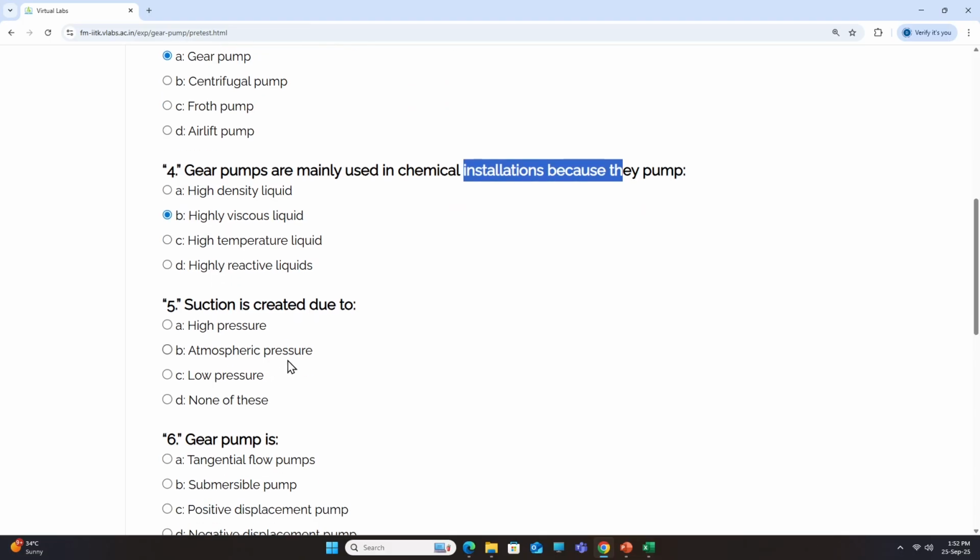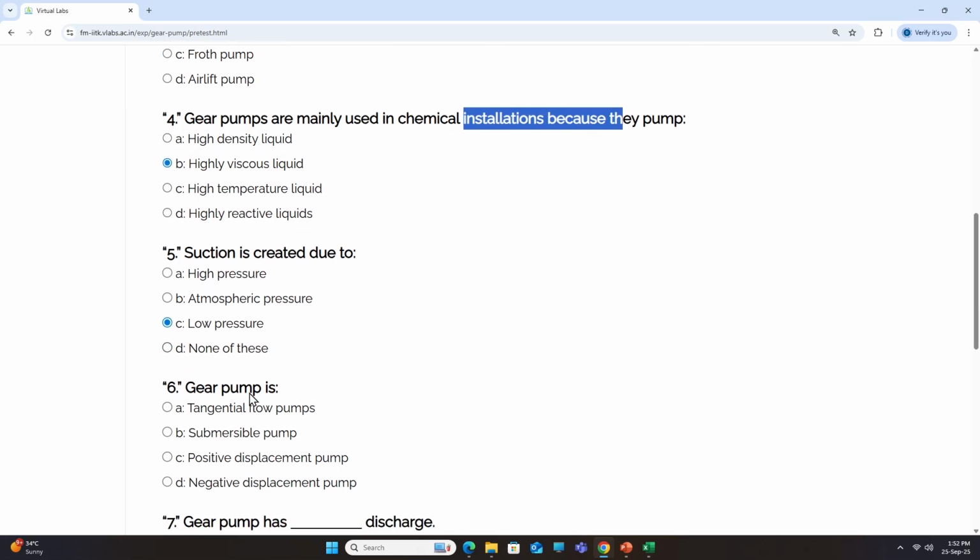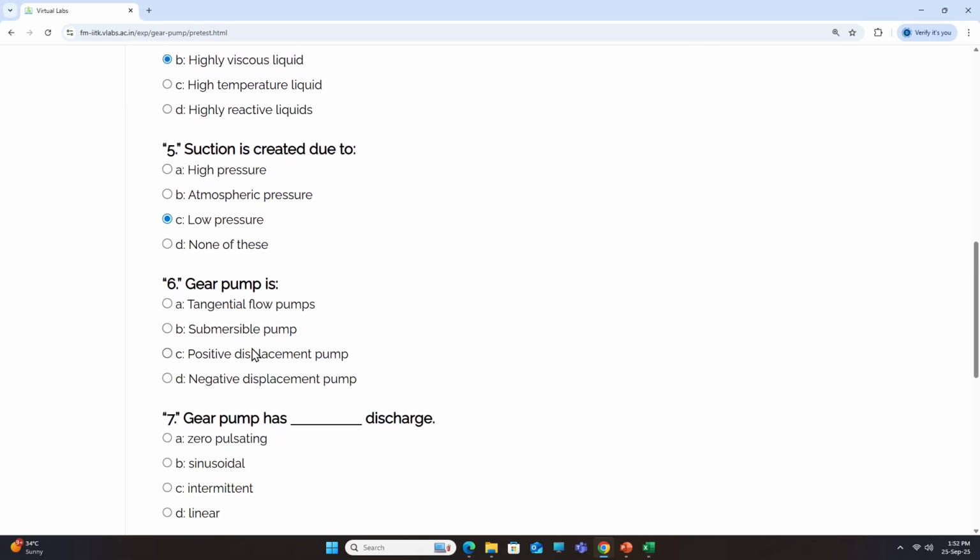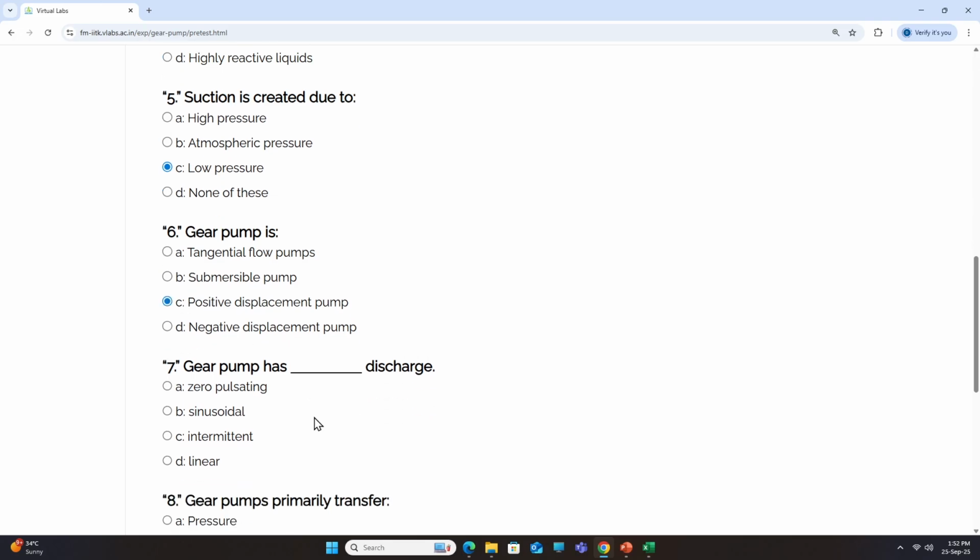Suction is created in the gear pump due to low pressure from the inlet side. The gear pump is a tangential flow pump, submersible pump, positive displacement pump, or negative displacement pump? It is a positive displacement pump. That is the first statement I made when I talked about the gear pumps.